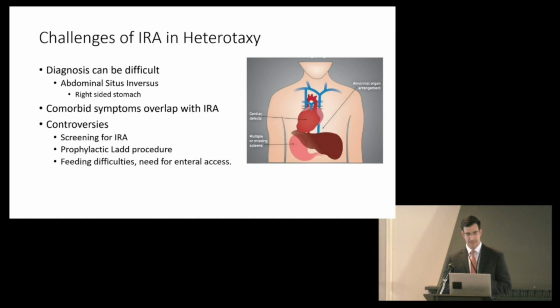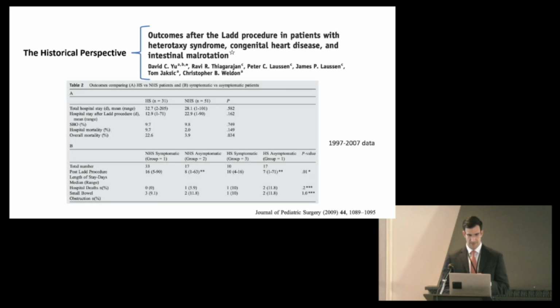I'll show you some of the data. Do you screen for malrotation or intestinal rotation anomalies? Do you do prophylactic Ladd procedures? What do you do if you need to put a G-tube in this child? Do you also look for that issue? And if so, do you treat it at the same time? So there's a few other curveballs that come into play. The historical perspective is this one.